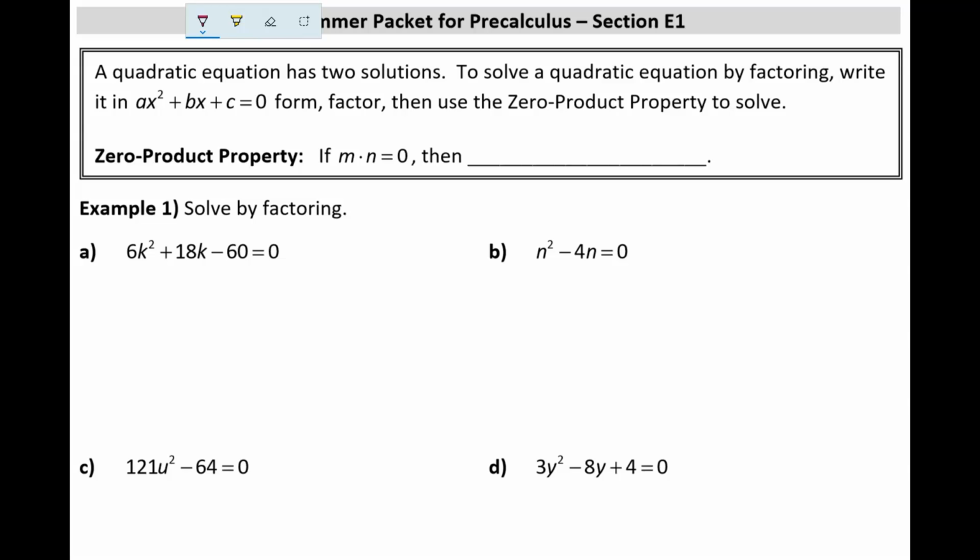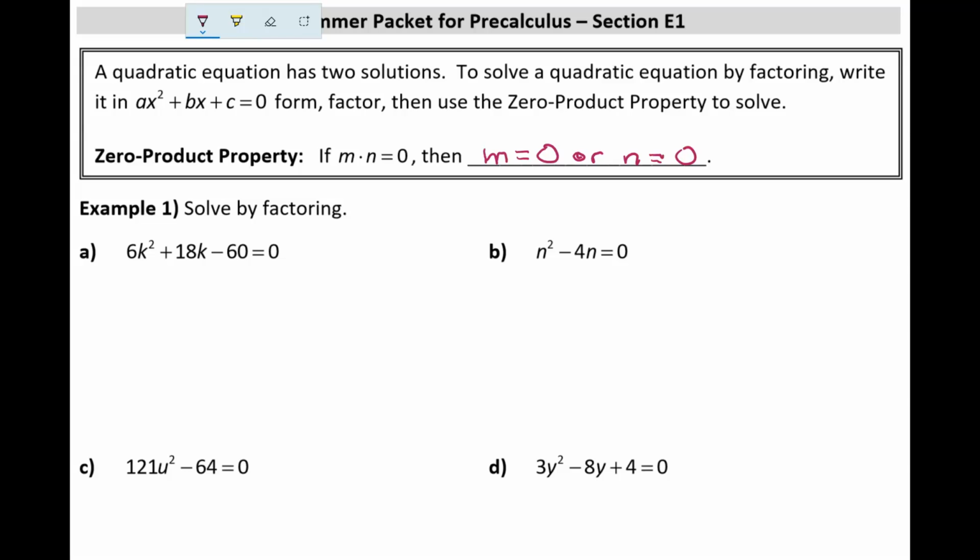It says that if two factors, m and n, multiply together to get a result of 0, then one of two things must be true. Either m must be 0 or n must be 0. So we can solve an equation by factoring as long as we have 0 on one side of the equation and use that property. So in example 1, I'm going to solve by factoring.